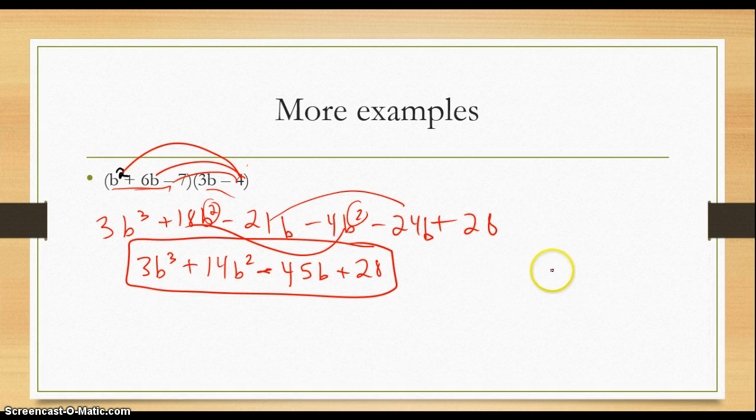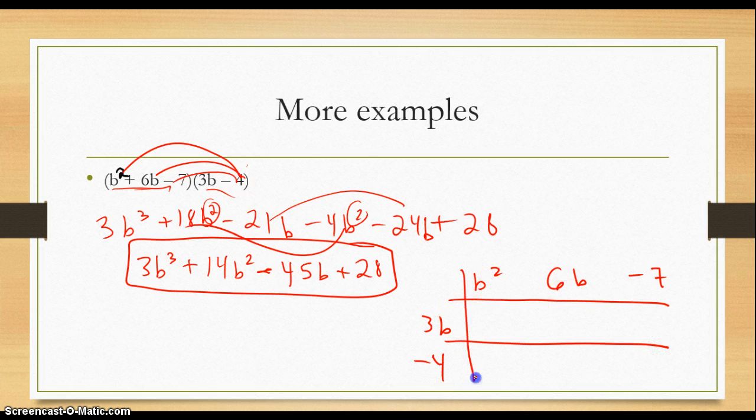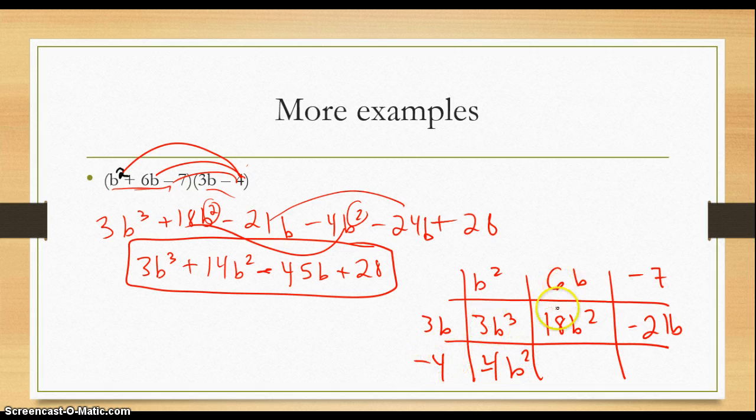Now, let's say we wanted to use the box method. B squared, 6b, and -7. Then we have 3b and -4. So our box is going to be a little bit bigger now. 3b times b squared is 3b cubed. 3b times 6b is 18b squared. 3b times -7 is -21b. -4 times b squared is -4b squared. -4 times 6b is -24b, and then 28.